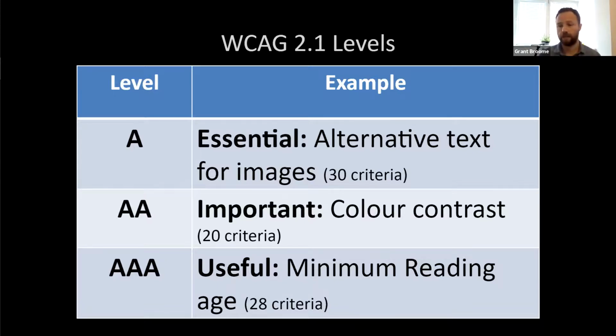The AAA conformance criteria are useful. They include things like minimum reading age, and you should get as much of those in as possible, but you've already got 50 criteria to try and meet with single A and AA conformance. So you've already got quite a task on your hands. And lots of people are familiar with things like, well, you must have alternative text for images, and that's very important. But in addition to that, there are 49 other criteria that you need to understand to make sure that you're delivering on accessibility.